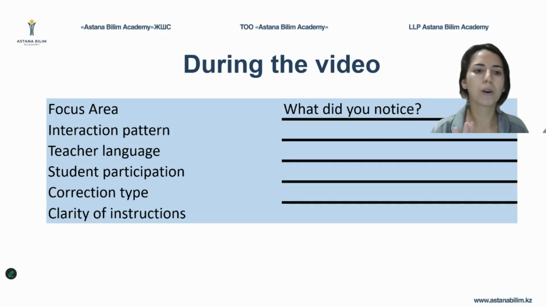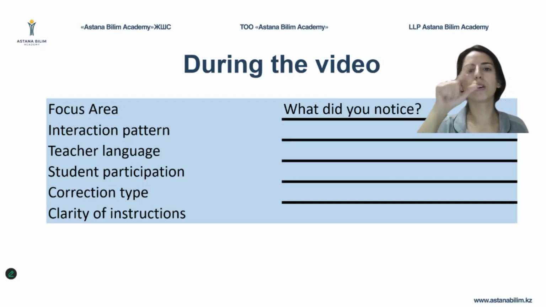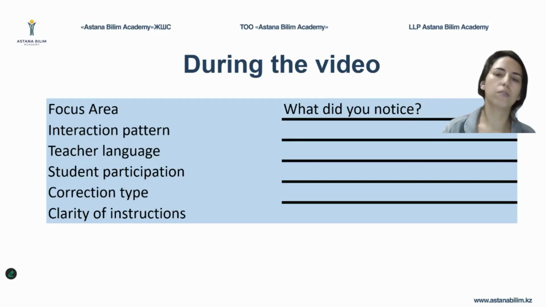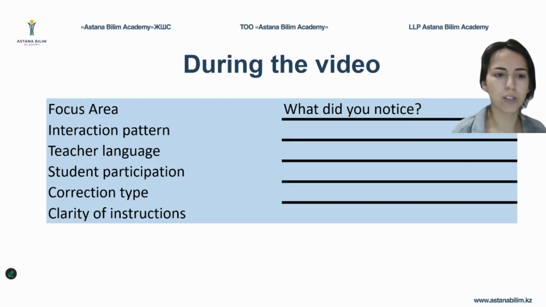So what about interaction patterns? Is it pair work or group work, or maybe during this stage it was pair work then individual work? Remember that you can use pair work and group work, or TS, teacher to student, SS, student to student for pair work, for example. Also a very useful technique.